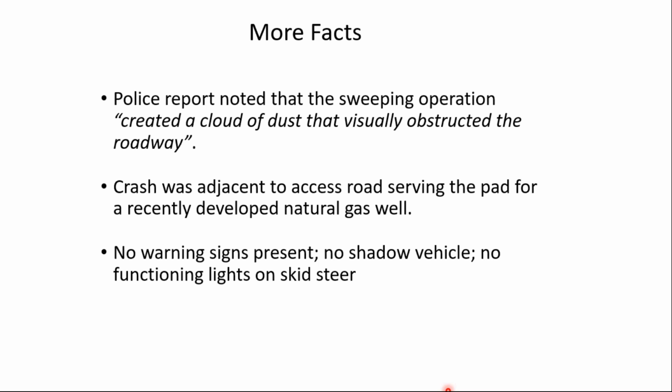The driveway permit for that access road called for the first 50 feet of that road to be surfaced with stone, for the purpose of trying to minimize this mud problem. But for whatever reason, the roadway was entirely mud. Whoever was responsible for it did not put any stone in the first 50 feet. And then, sort of unbelievable to me as a traffic engineering person, believe it or not, there were no warning signs present on the roadway. There was no shadow vehicle. And as I said, there were no functioning lights on the skid steer.